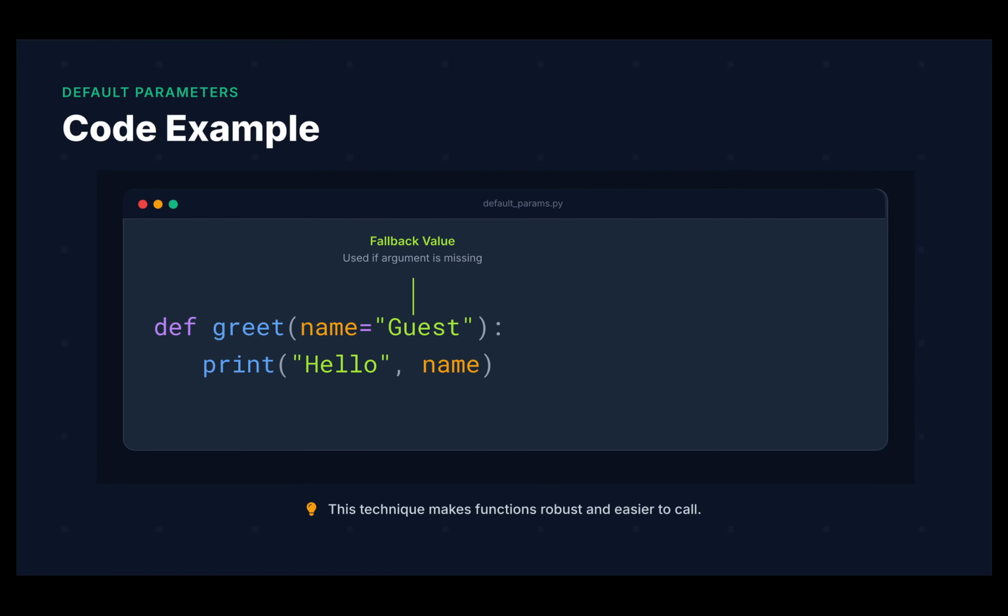So now we are going to use our same greet function. At this moment, we have this greet function, but now we have a fallback value and we are putting it as guest. So this shows how a default parameter works. If the caller does not provide a name, the function automatically uses guest. This makes the function more robust and beginner-friendly as well, because it can still run even when no input is provided.